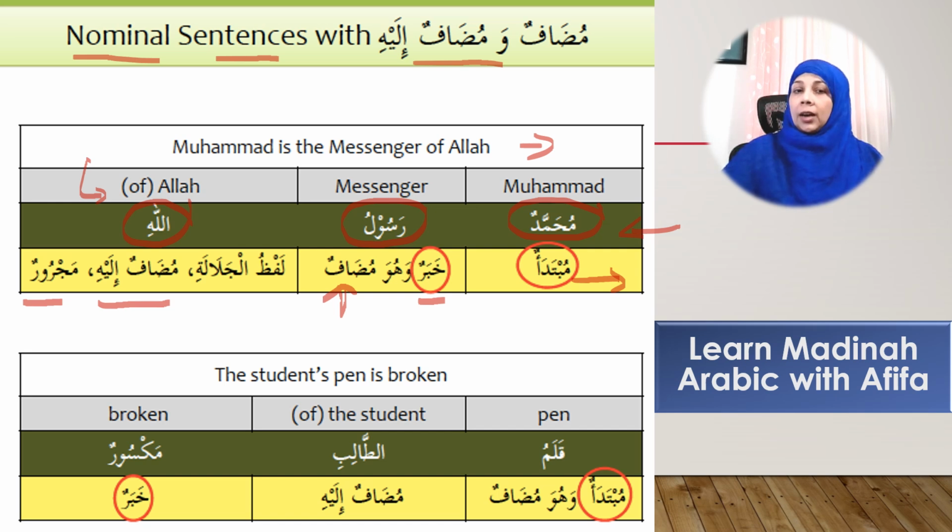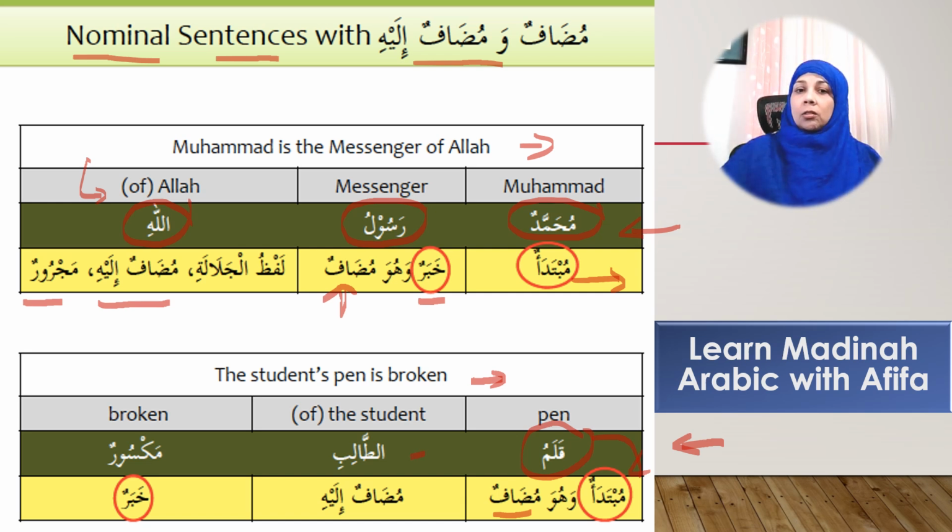But Allahi is definite. So the next sentence is Qalamut talibi maksurun. It means the student's pen is broken. Here, again, word by word analysis. The qalamu is the mubtada, it is the subject of the sentence, and it is mudaf. And what is the mudaf ilayhi here?